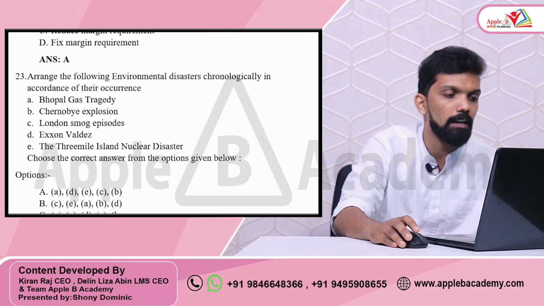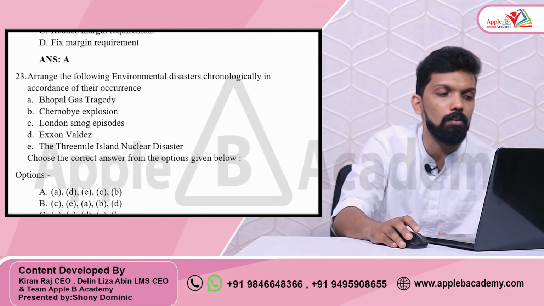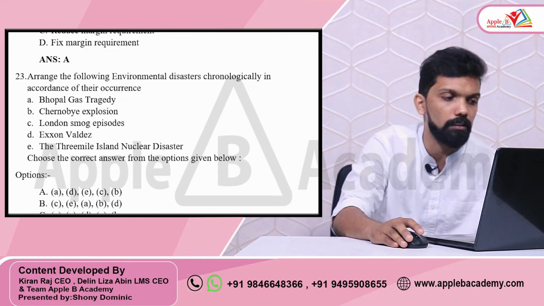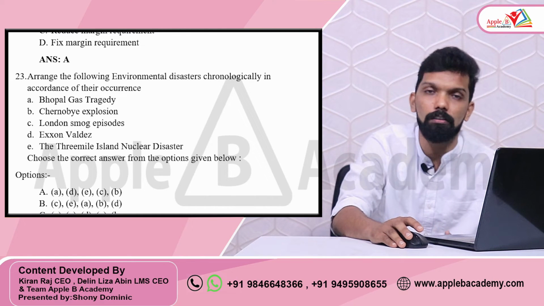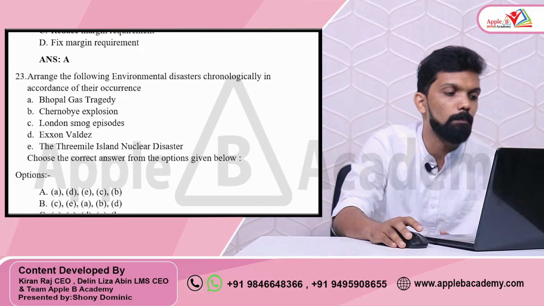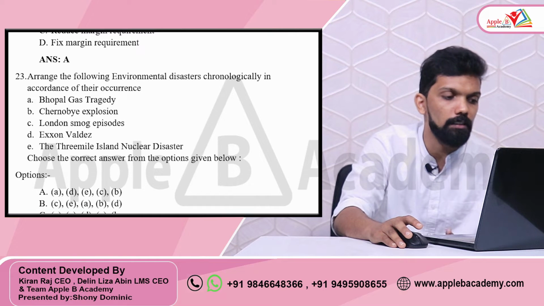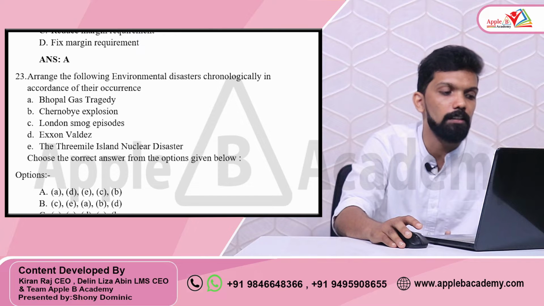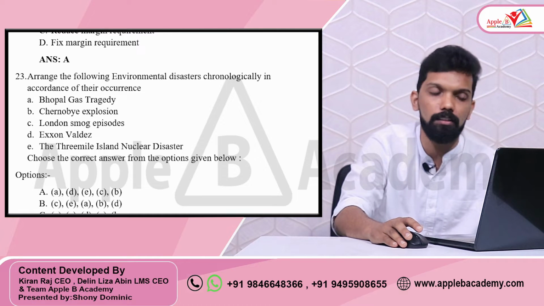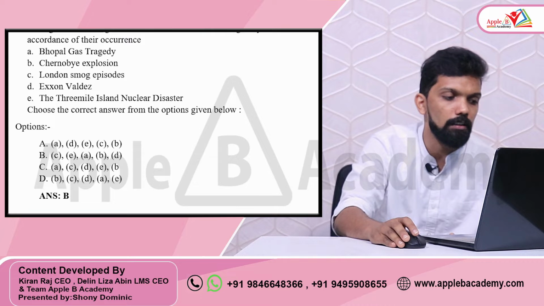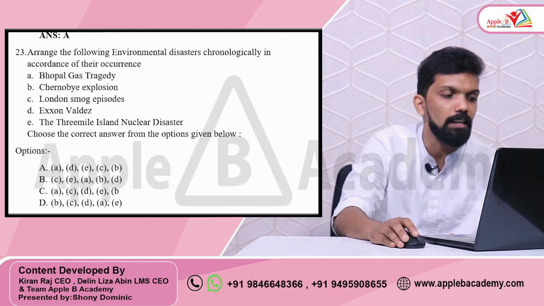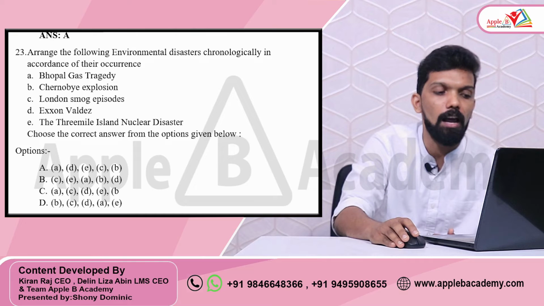So the 23rd one: arrange the following environmental disasters chronologically in accordance with their occurrence. So we have to arrange them in chronological order. The first one is Bhopal gas tragedy. Second one is Chernobyl explosion. Third one is London smog episode. Fourth one is Exxon Valdez. Fifth one is the Three Mile Island nuclear disaster. So the correct order is option B, which is C, E, A, B, and D.